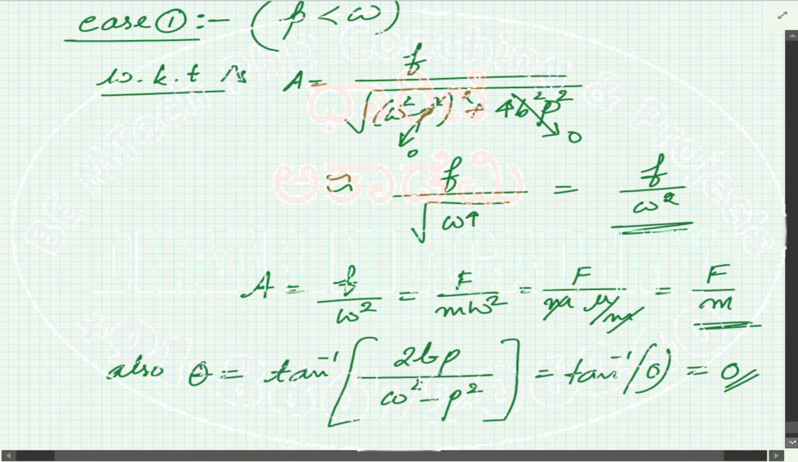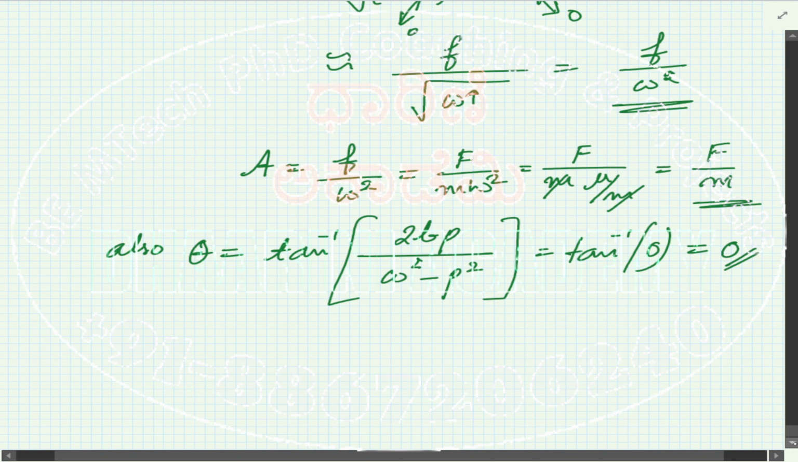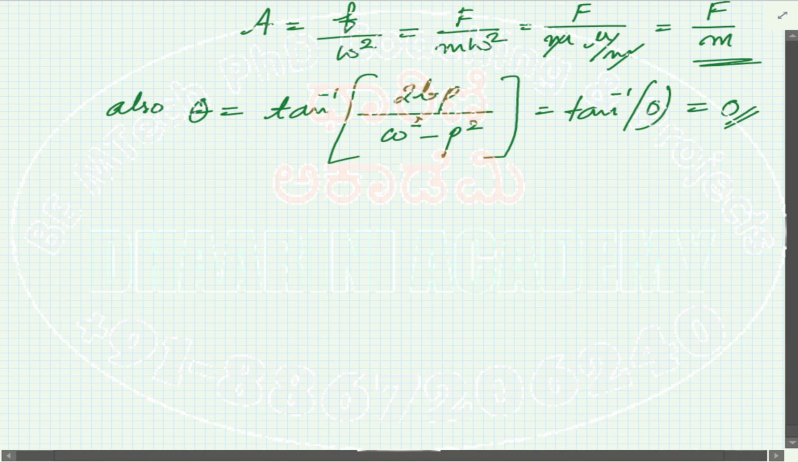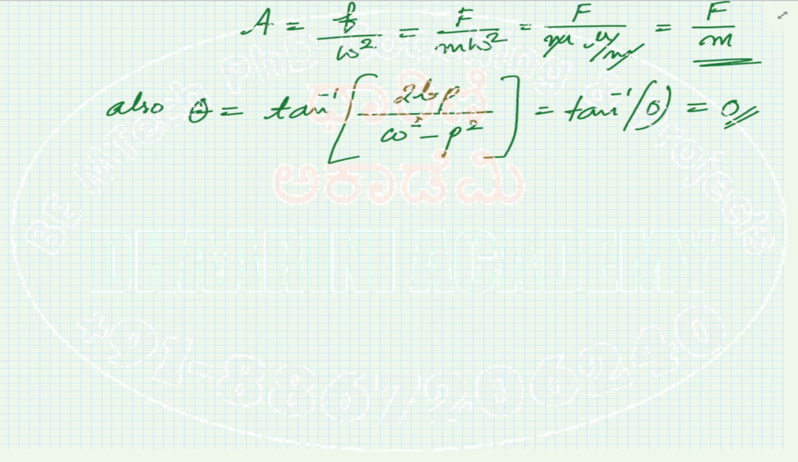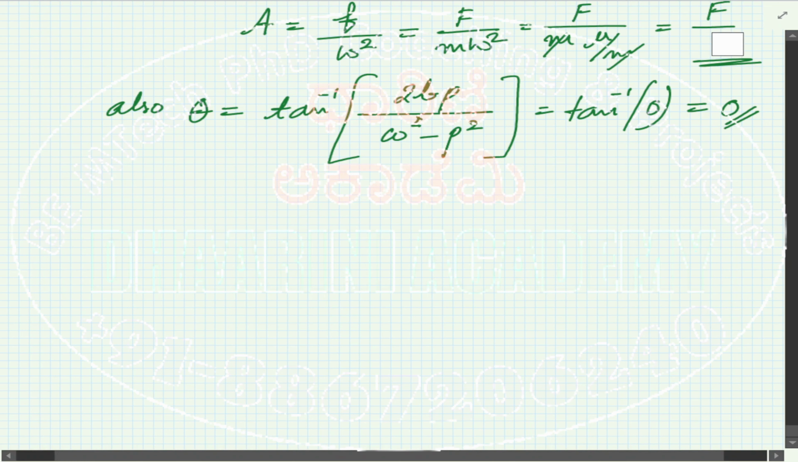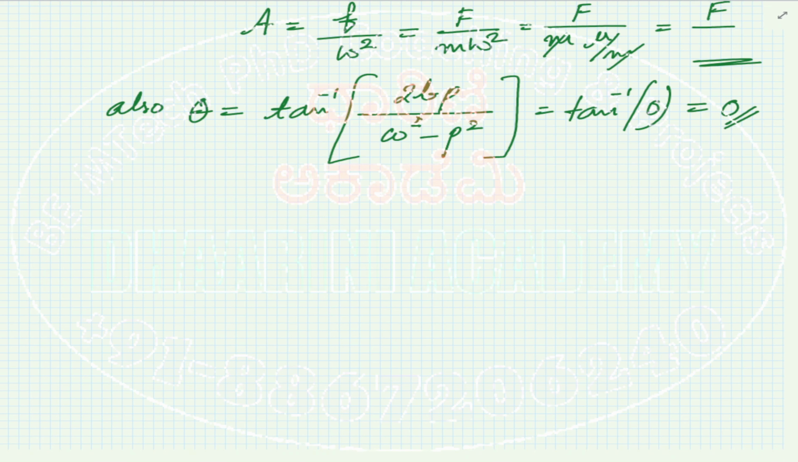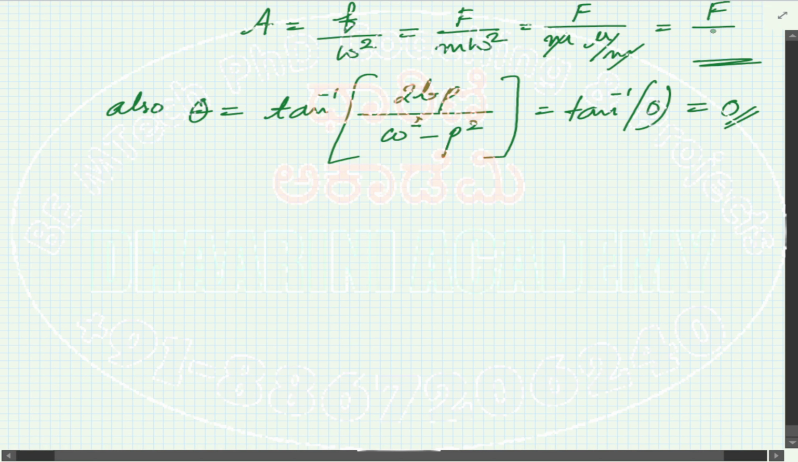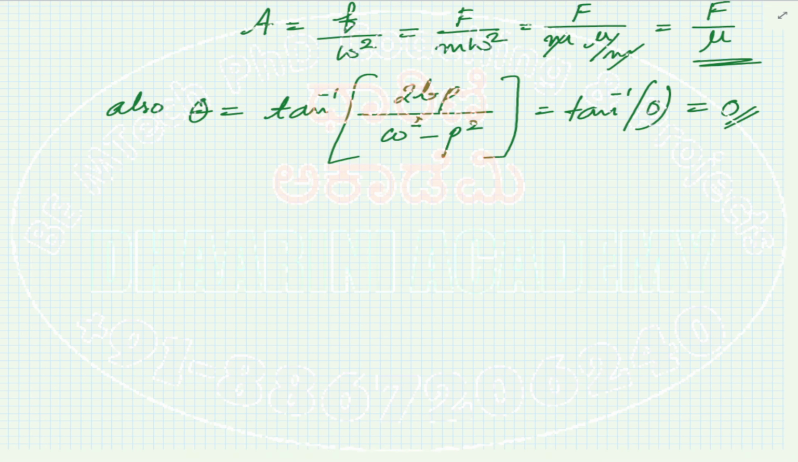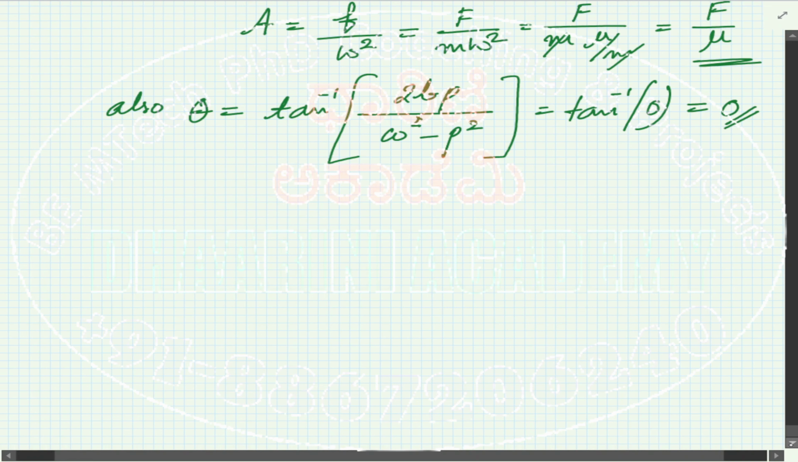Theta becomes 0. I don't have to calculate it, but in any problem to calculate the capital A, I can use the formula F by omega square, or capital F by M into omega square. F by mu, my mistake, sorry, I'll make a correction here. So please see this is not M, this is mu. Okay, F by mu. All right, then we'll go to the next case, that is case number 2.